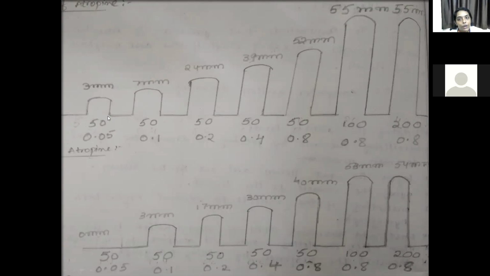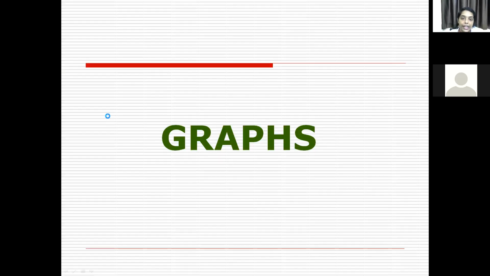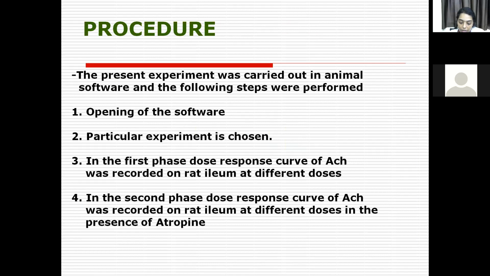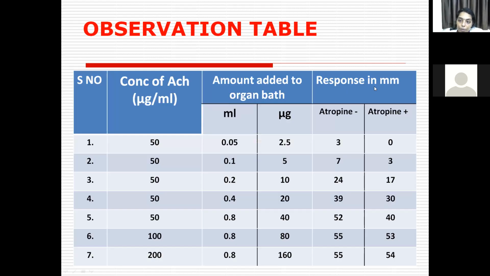Okay. So now you plot it again in your observation table, where response in mm, you plot 3 here. 0.05 ml of ACH has produced a response of 3 mm. So on, you will be putting increasing doses: 0.1, 0.2, 0.4, 0.8. Then 0.8 ml from the stock solution which has 100 microgram per ml of ACH.